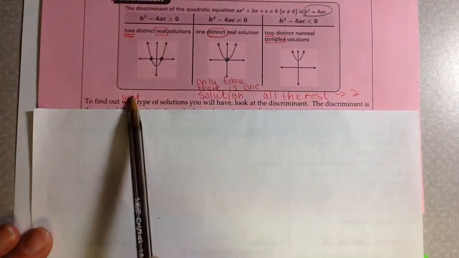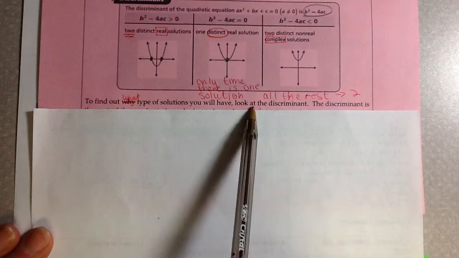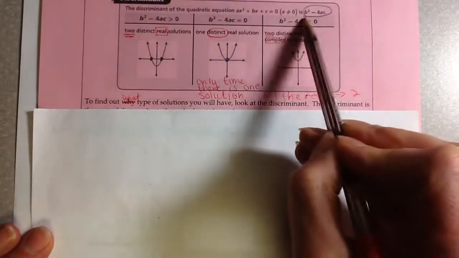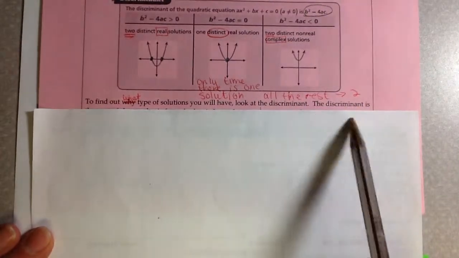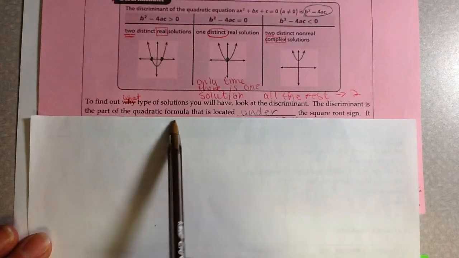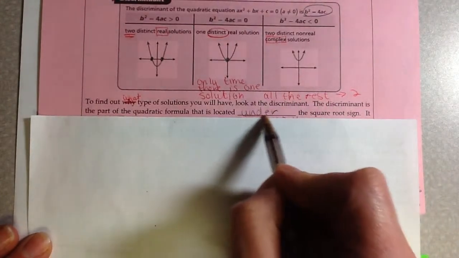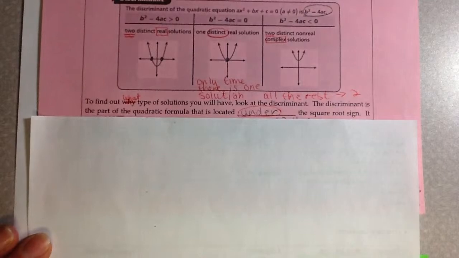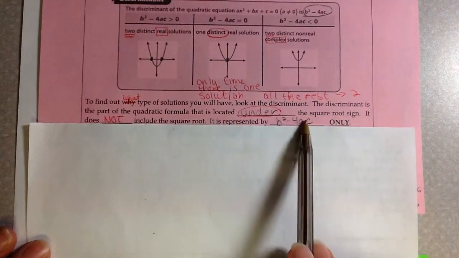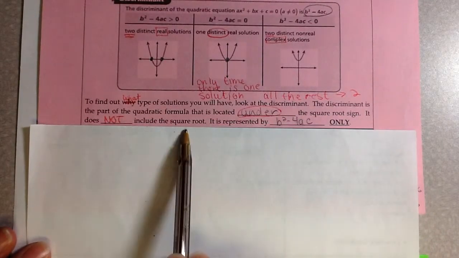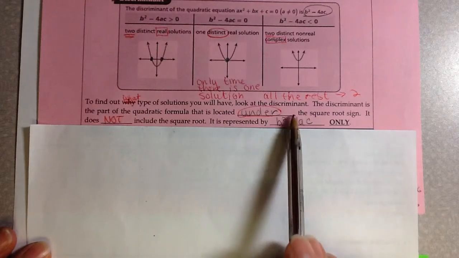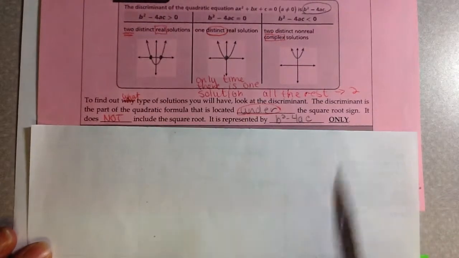Okay, so now let's go down a little further here. To find out what type of solutions you will have, you look at the discriminant. And again, the discriminant is b squared minus 4ac. The discriminant is the part of the quadratic formula that is located under the square root sign, so it does not include the square root sign. It's represented by b squared minus 4ac only.